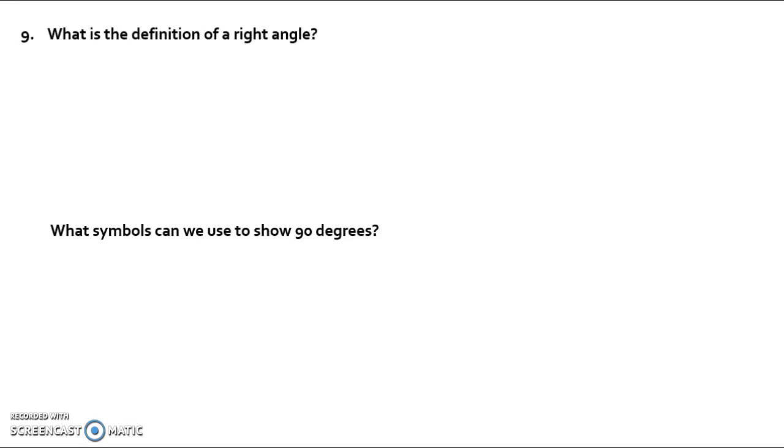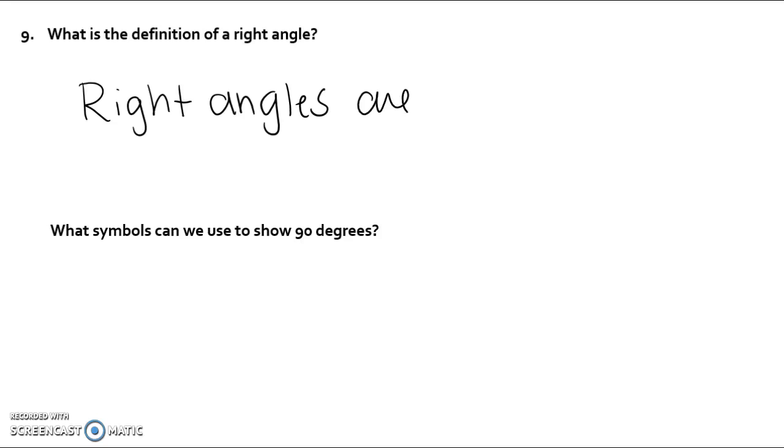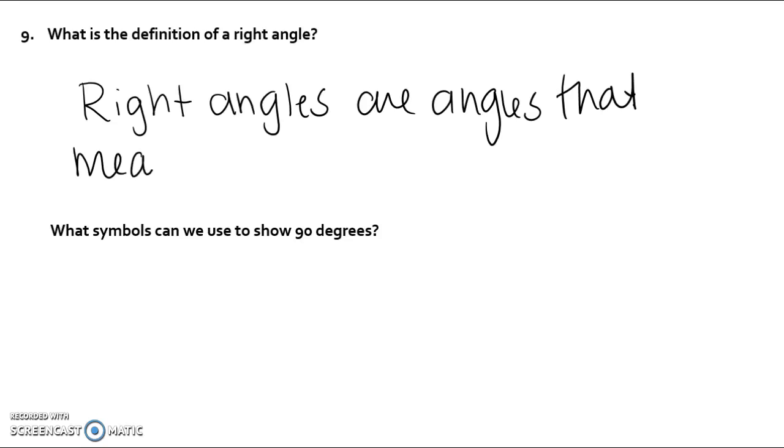What is the definition of a right angle? Well, we know right angles are angles that measure 90 degrees. We also know that the two legs, or the two rays that form that angle, are perpendicular.